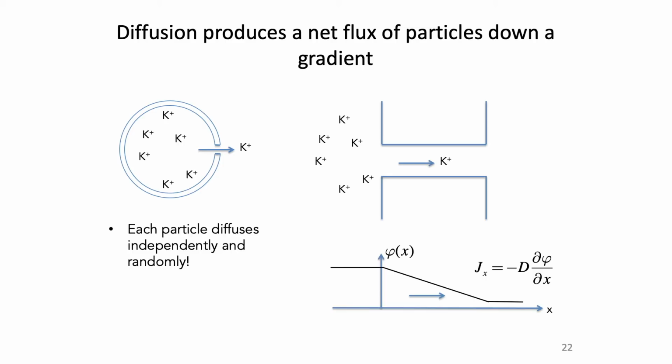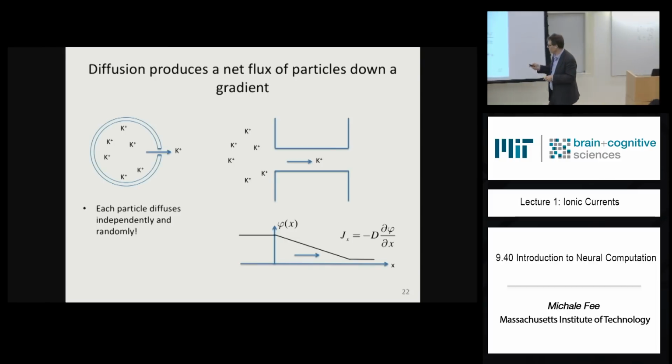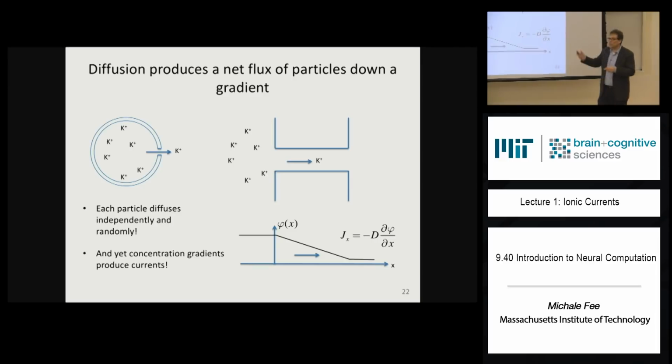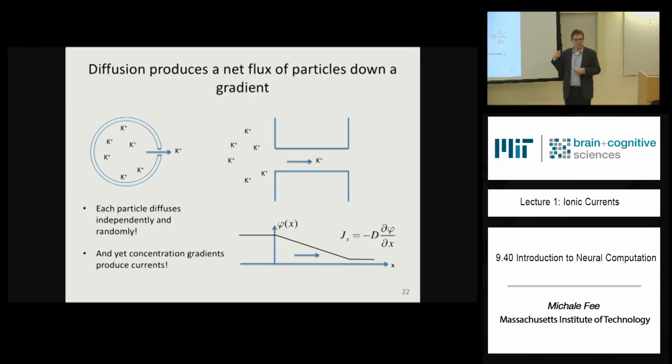Okay, so that's true. You get a net flow, even if each particle is diffusing independently, they don't know anything about each other. And yet that concentration gradient produces a current. Okay?